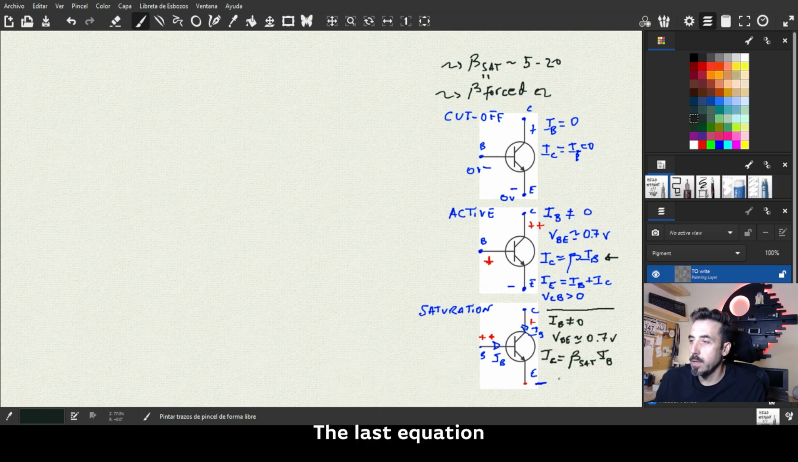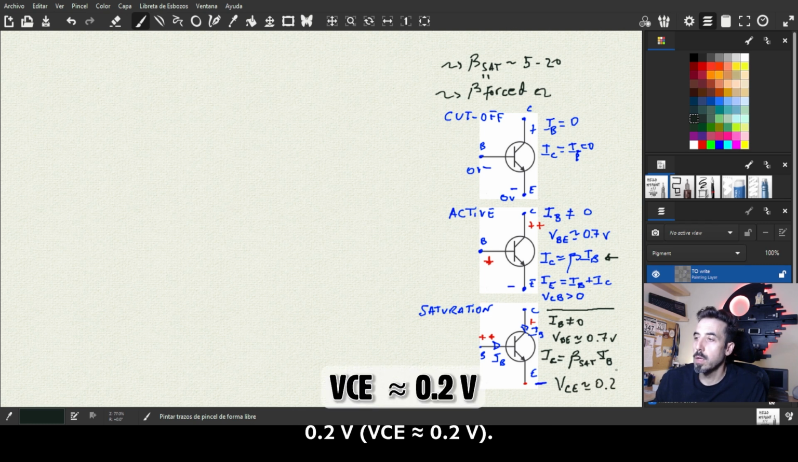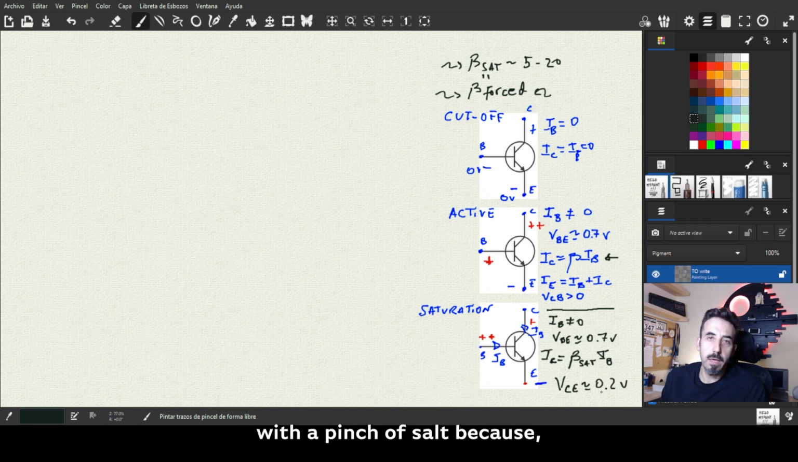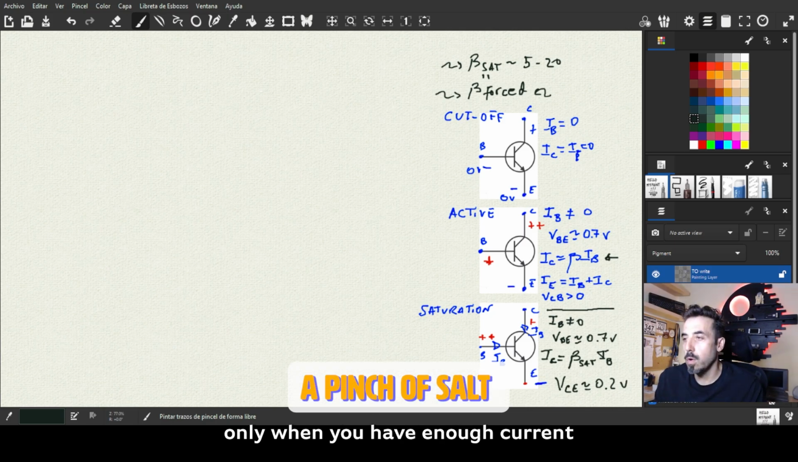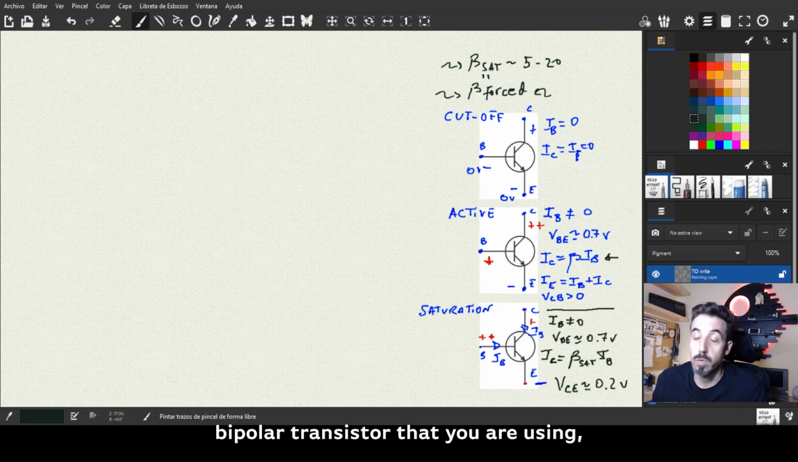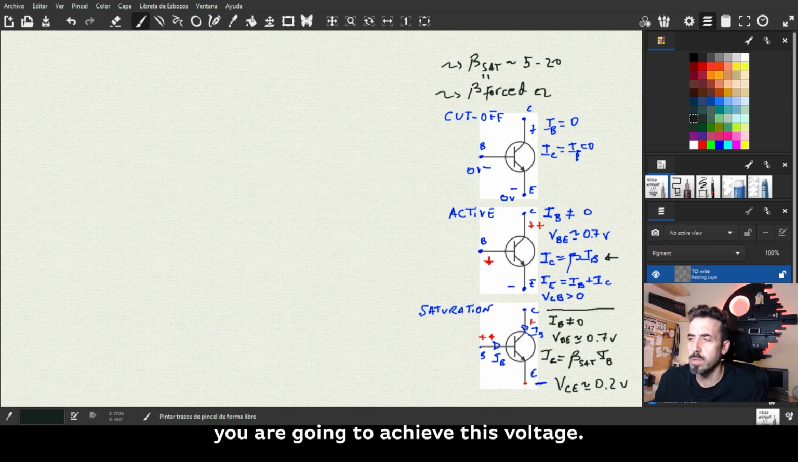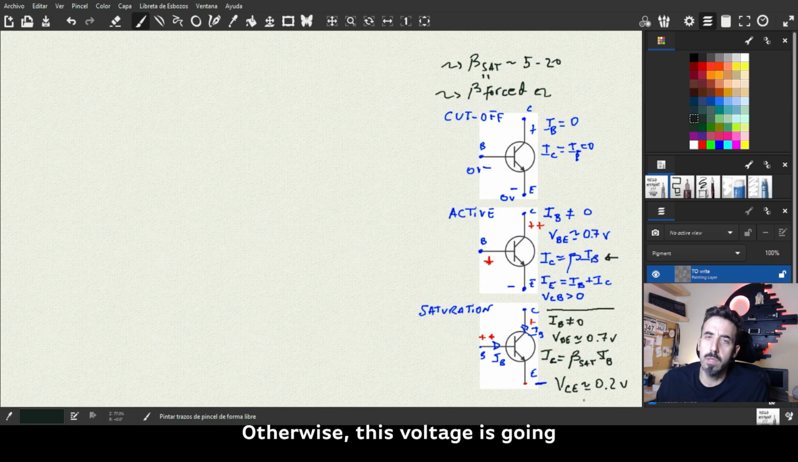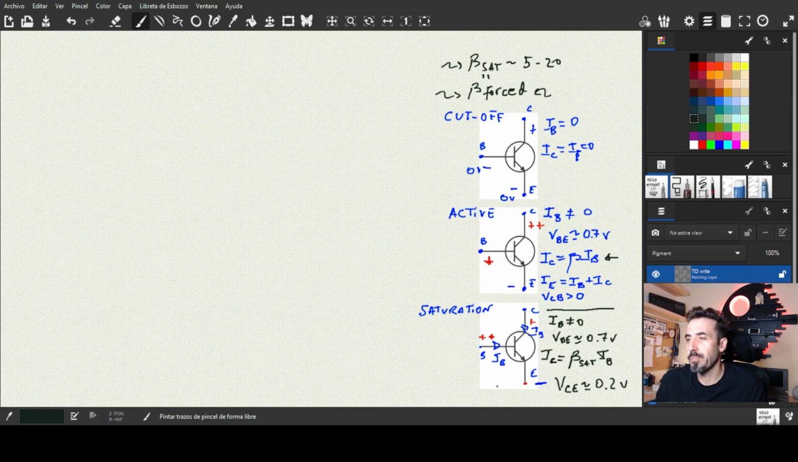And now, yes, the last equation that you can apply when you are in saturation is that the voltage between collector and emitter is going to be around 0.2 volt. Again, this voltage should be taken with a pinch of salt, because only when you have enough current through the collector, close to the nominal current of the bipolar transistor that you are using, are you going to achieve this voltage. Otherwise, this voltage is going to be much, much smaller.